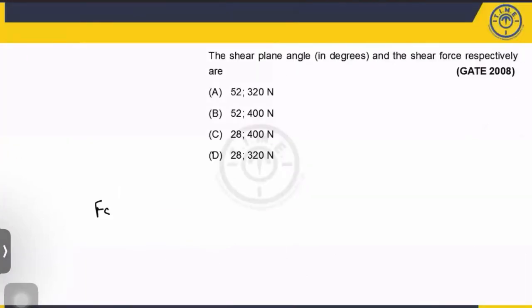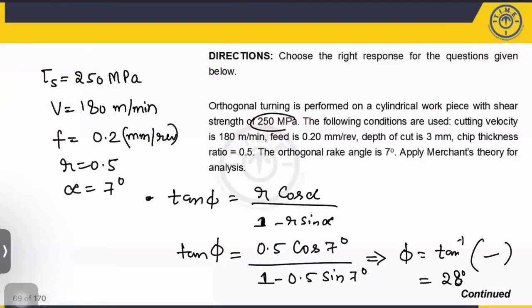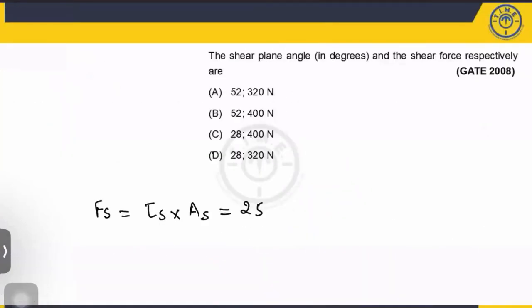Okay, so you know that the shear force is nothing but the shear strength times the shear area. What is the shear strength? Shear strength is already given in the question, 250 megapascal. What is the shear area? It is BT divided by sine of phi. You can check my master table formula also, which I discussed in the starting.